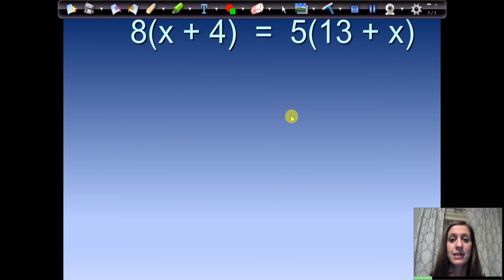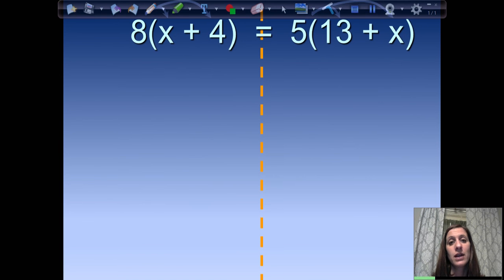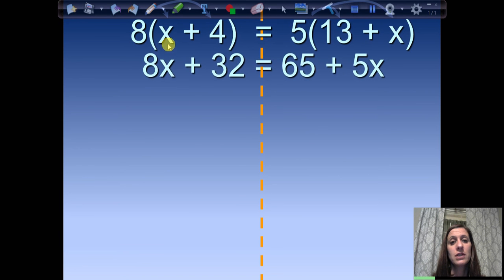Okay, here's our last example. So this time we have variables on both sides of our equation, and we have parentheses on both sides. So again, the first thing that we're going to do is get rid of the parentheses using the distributive property. On the left-hand side of that equation, I am going to distribute the 8x through, so that becomes 8x plus 32. Remember, distributive property is multiplication. And on the right-hand side, I'm going to distribute the 5 through and get 65 plus 5x.